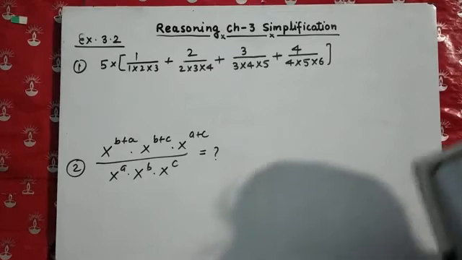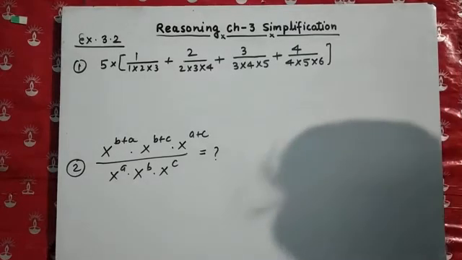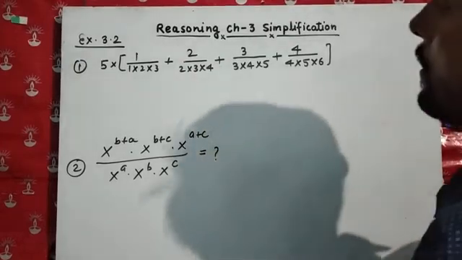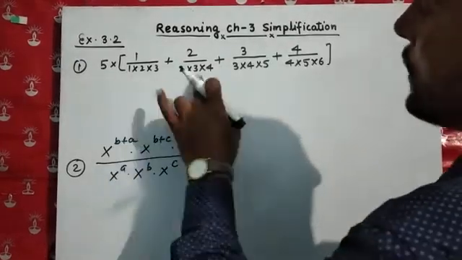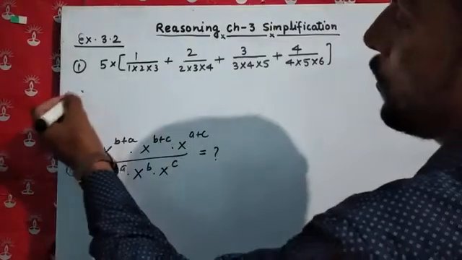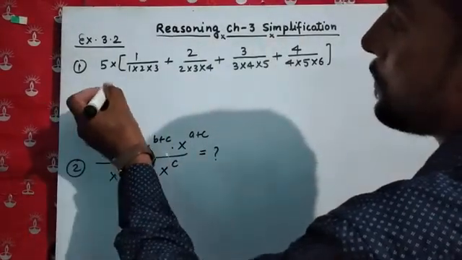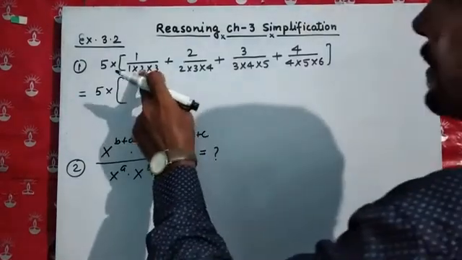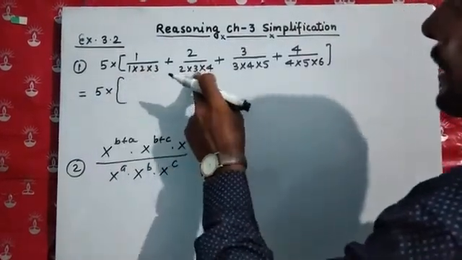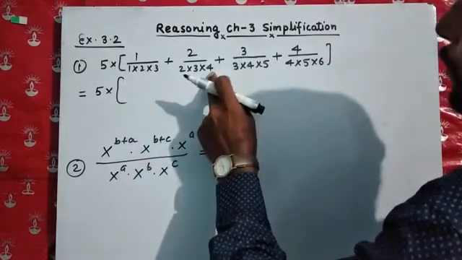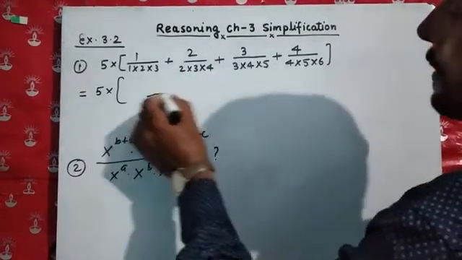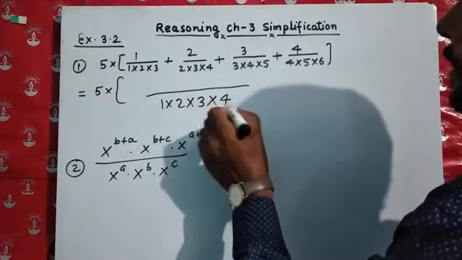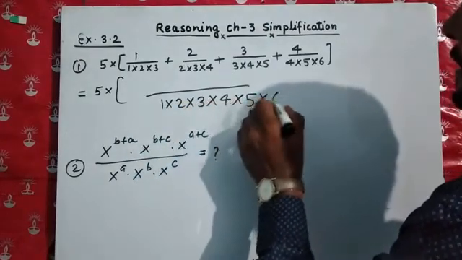Now dear students, I am going to exercise 3.2. The first question is written on the board. What we have to do here is take the LCM of these terms. As we can see, 1, 2, 3 is common, then 4, then 5 and 6. So we are getting the LCM as 1, 2, 3, 4, 5 and 6.